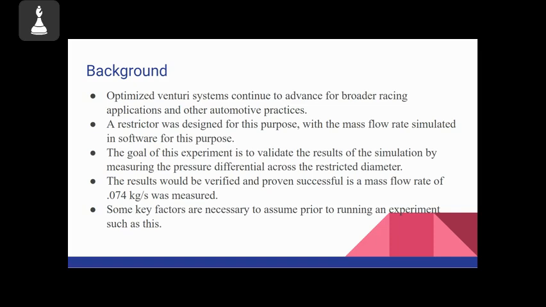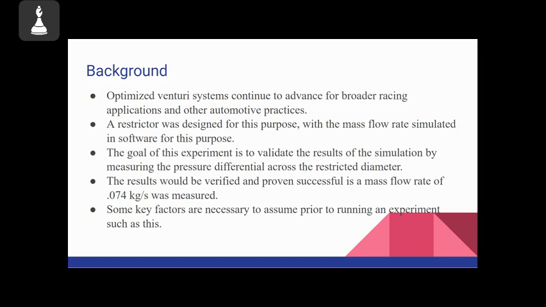So a restrictor was actually designed for that purpose, and prior to this, it was simulated in ANSYS, and our goal was to verify those simulations here, primarily by measuring the pressure differential, and from there we can use that to compute the mass flow rate. And so, if this were to be proven successful, a mass flow rate of 0.074 kilograms per second would be optimal for that. And so that is the key question overall: can we achieve that mass flow rate?